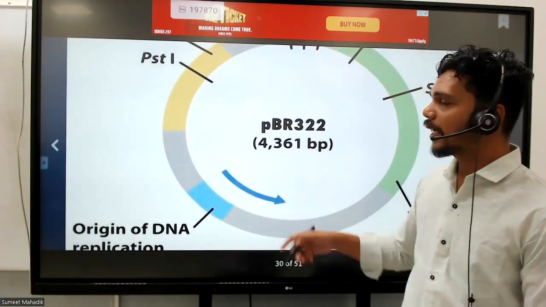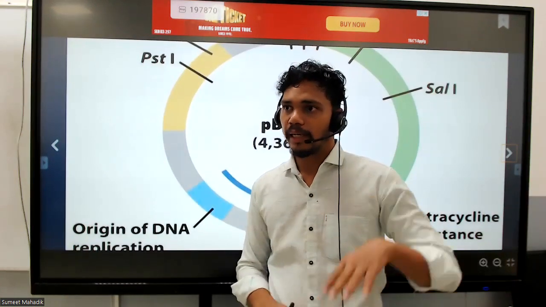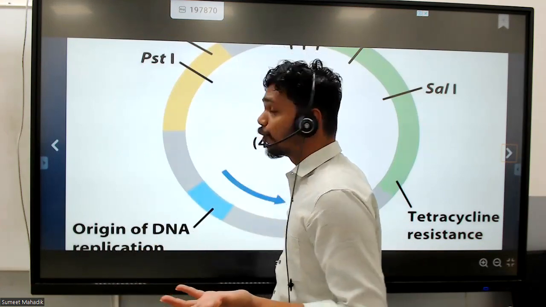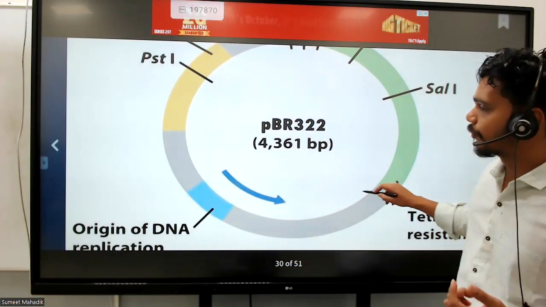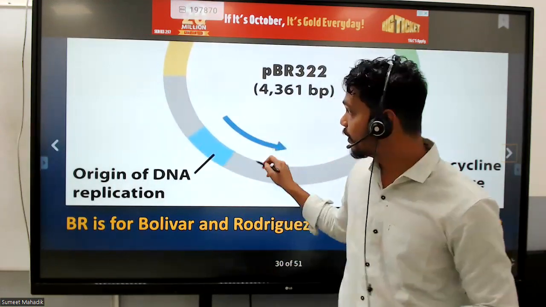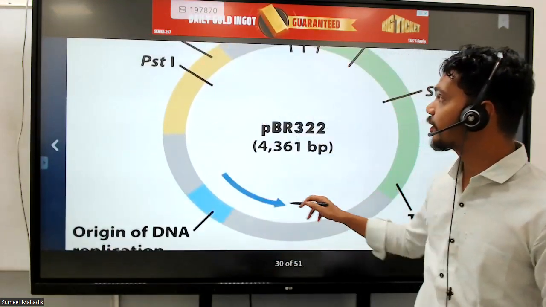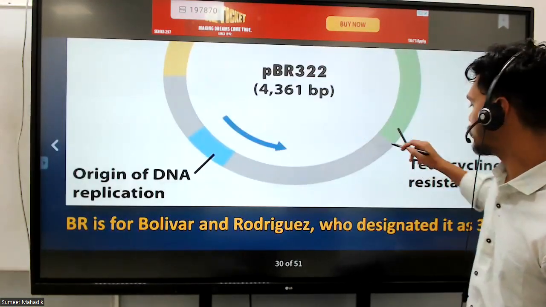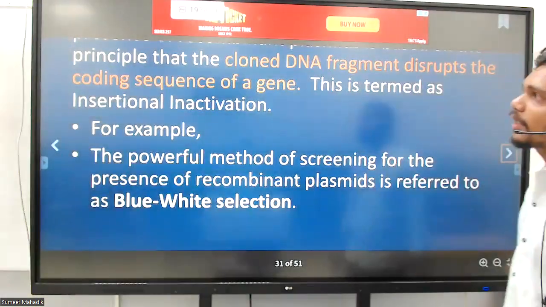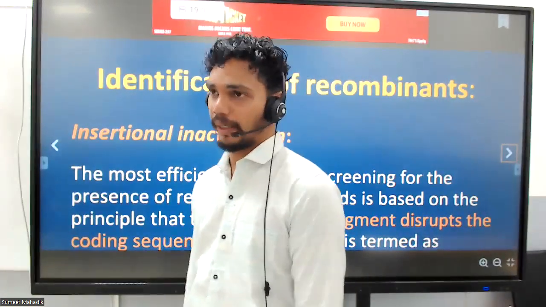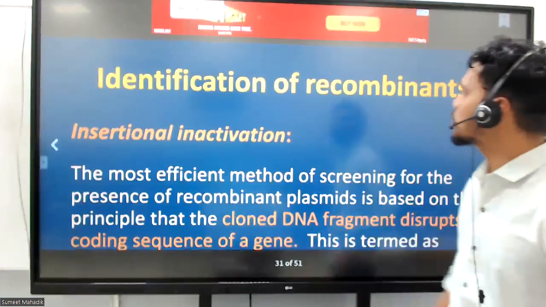So can I say pBR322 is a modified version? It has almost everything that is required as a vector. It's fulfilling all the criteria, right? The origin of replication, see, it's a small one, but it's there. But we have a larger site where these enzymes can act. So can I say pBR322 is actually the ideal plasmid vector? Yeah. So, identification of the recombinants.